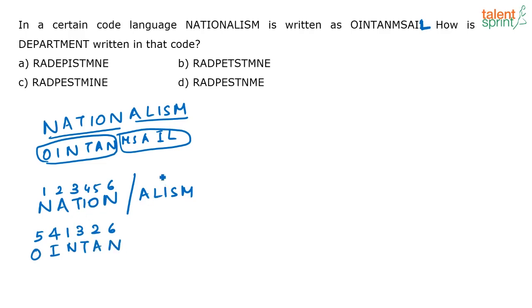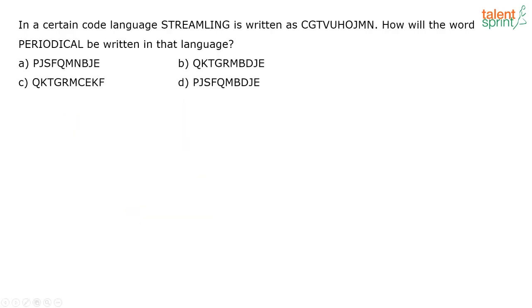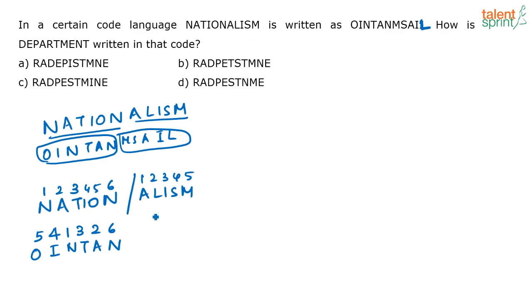Now with this ALISM, again if I put this as 1, 2, 3, 4, 5, they have written M first. So they have written the fifth letter, then the fourth letter, then the first letter, then the third letter, then L, which is the second letter. Same pattern, 5, 4, 1, 3, 2. So that is the pattern they are following here. Here there are 6 letters, here there are 5 letters. Basically this N is kept as such, it is not being used at all.